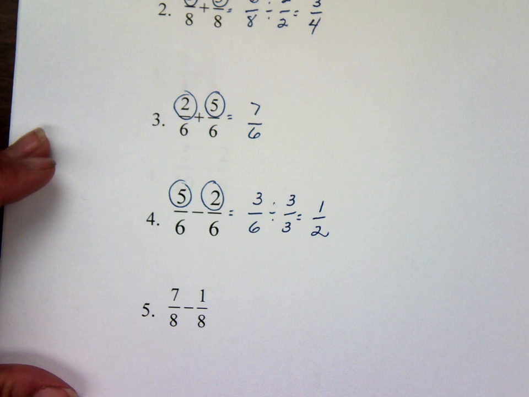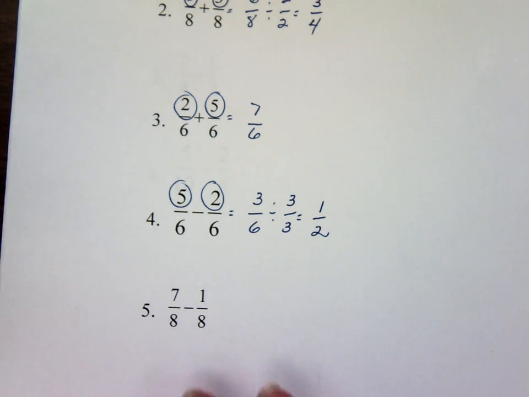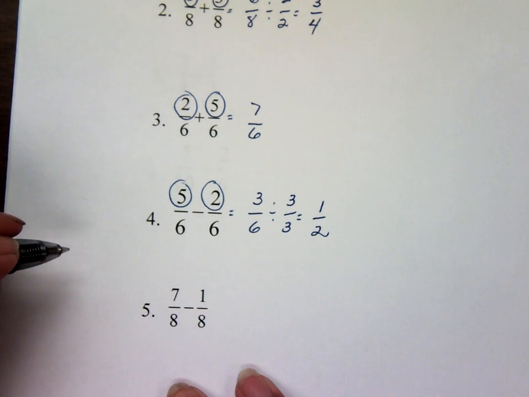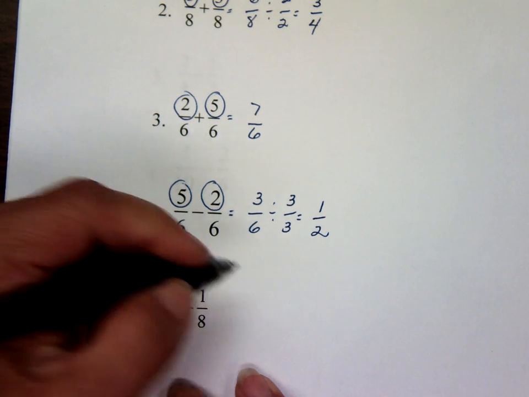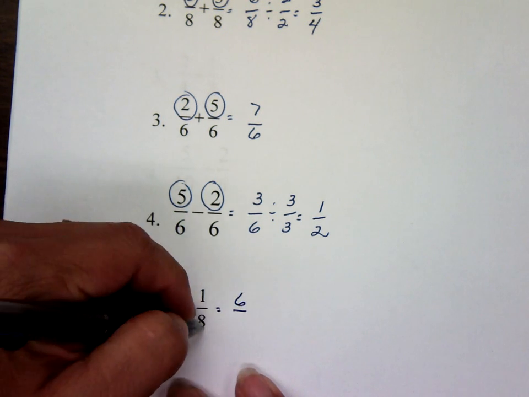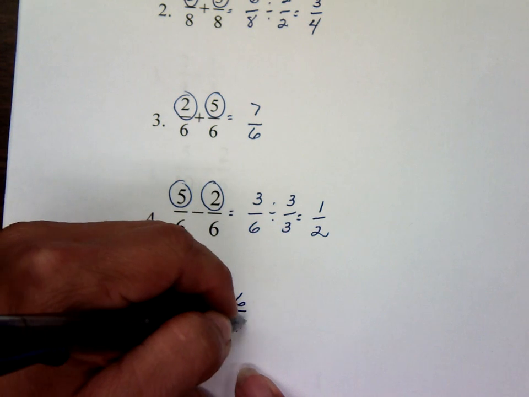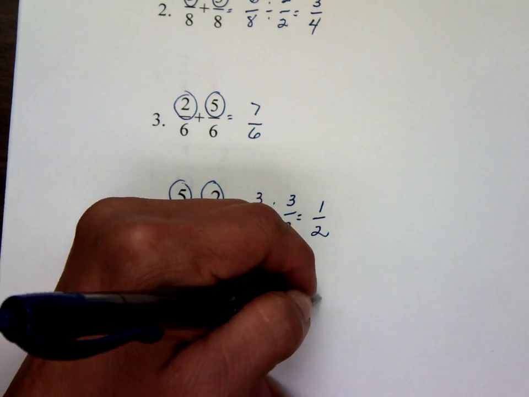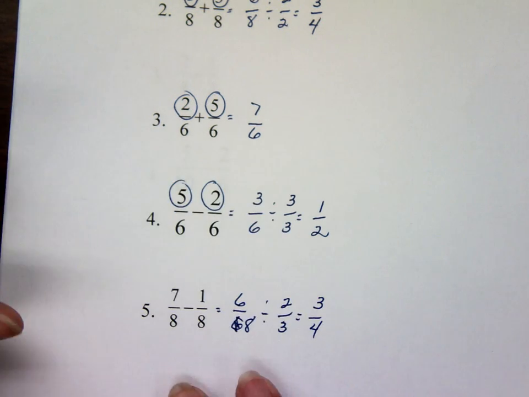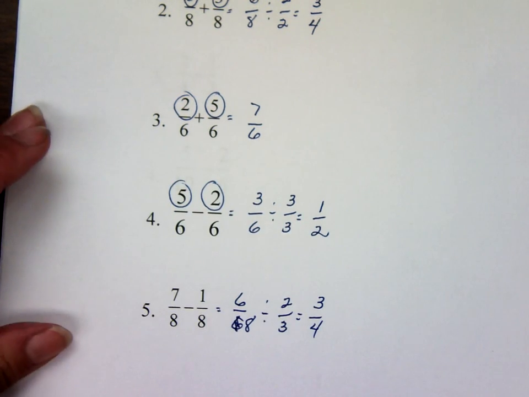Number 5, go ahead and try on your own and push play when you're ready. So you should have subtracted 7 minus 1, which is 6, and your denominator stays the same, which would be 8. Reduce top and bottom by 2, and you get the answer of 3/4. So this is how you do it with like denominators.